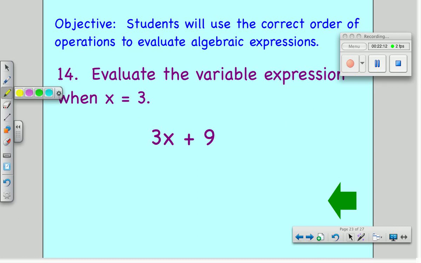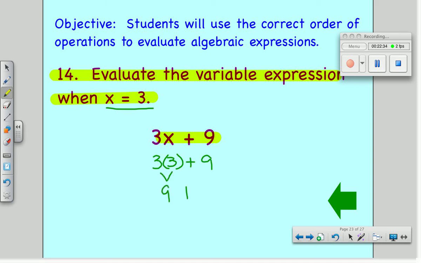Then, evaluate the variable expression when x is 3 again. 3x plus 9. The value of x now is 3. And we'll add 9. Multiplication and addition. Multiplication comes first, and then addition. And we have 18.